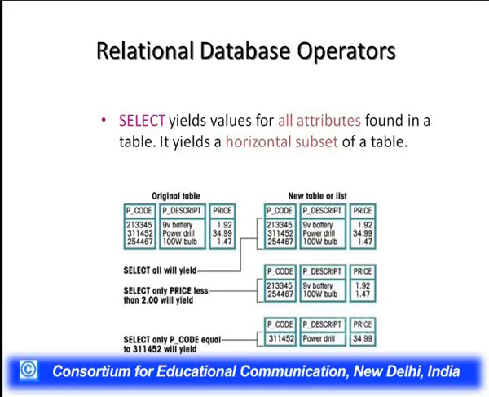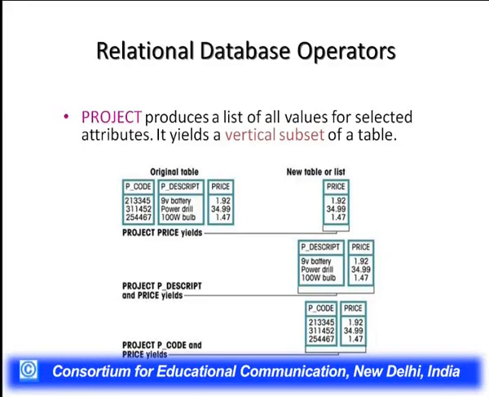The next operator is the project operator. In case of the project operator, what you get is a vertical subset of the tables within the database. Vertical subset means that you will get a few specific columns from the table, not all the columns. So, in case of a project, you can fetch specific columns.